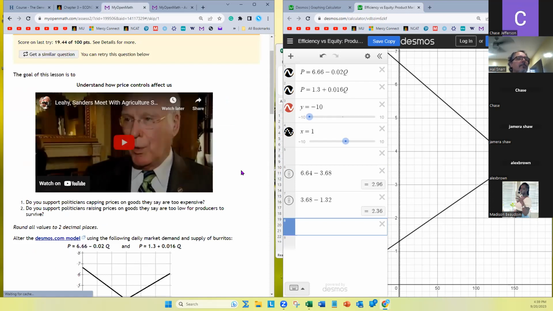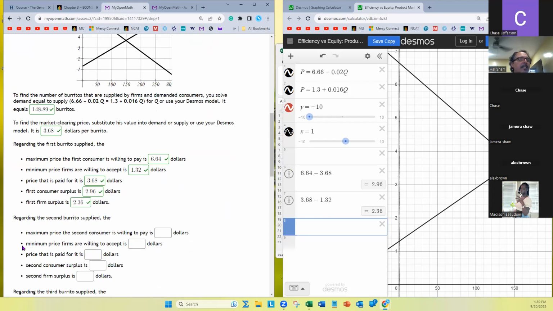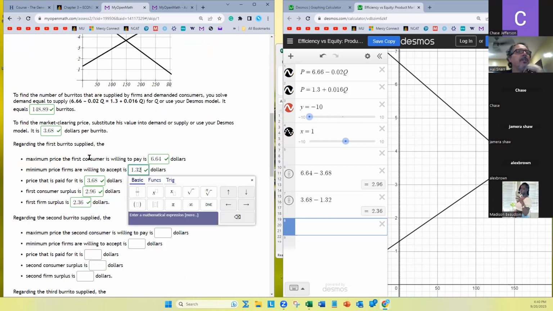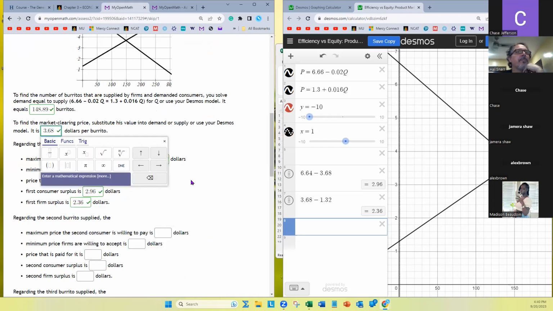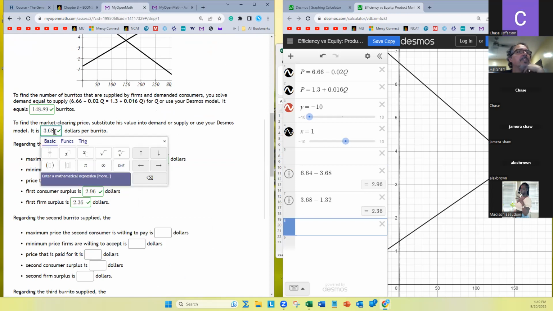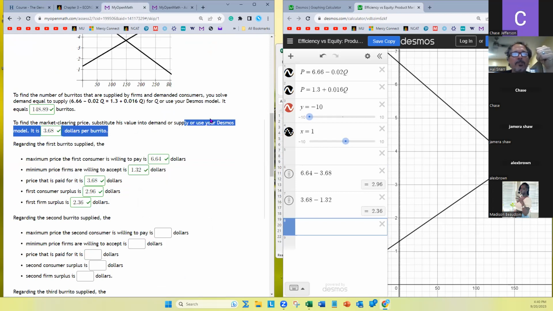Now, when I hit enter, what I like about MyOpenMath is I can make an edit and it inserts that word firm right there, right? So the first firm surplus is $236. Does everybody have that? So the firm surplus is this subtracted from the market price. The first consumer surplus is the price that first consumer is willing to pay minus the market price. Does everybody have green check marks? Is there anybody that doesn't have a green check mark there?